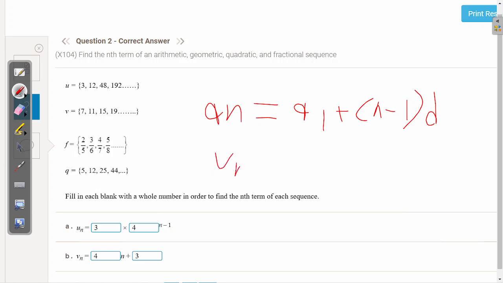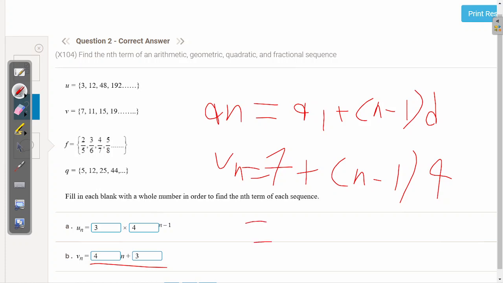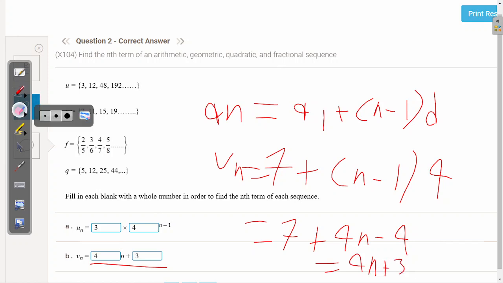So you do Vn equals, what's the first term? 7 plus n minus 1 times the difference, which is 4. But look, the form is something n plus something. So you need to distribute the brackets. It's going to be equal to 7 plus 4n minus 4, which turns out to be 4n plus 3.